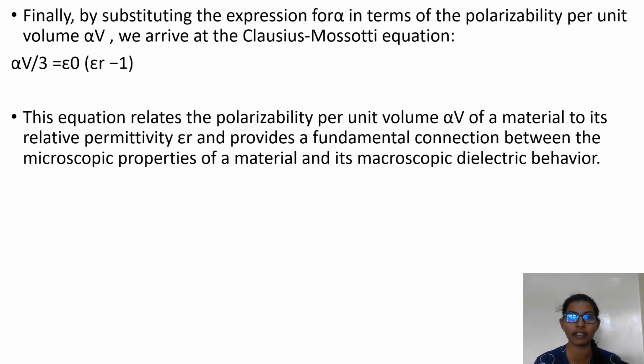Finally, by substituting the expression for alpha in terms of polarizability per unit volume alpha V, we arrive at the Clausius-Mossotti equation: alpha V divided by 3 is equal to epsilon naught into (epsilon r minus 1). This equation relates the polarizability per unit volume alpha V of the material to its relative permittivity epsilon r and provides a fundamental connection between the microscopic properties of a material and its macroscopic dielectric behavior.